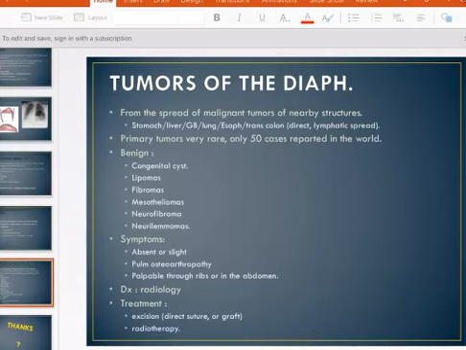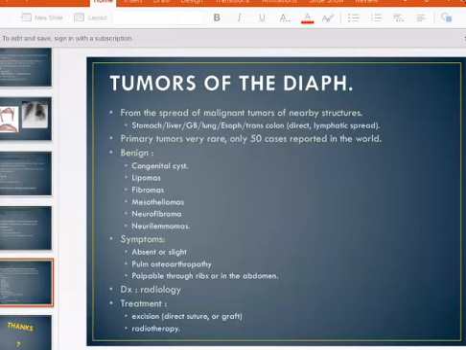And this is more common: we have benign more than malignant ones. Benign ones include congenital cyst, lipoma, fibroma, mesothelioma, neurofibroma, or neurolymphoma.